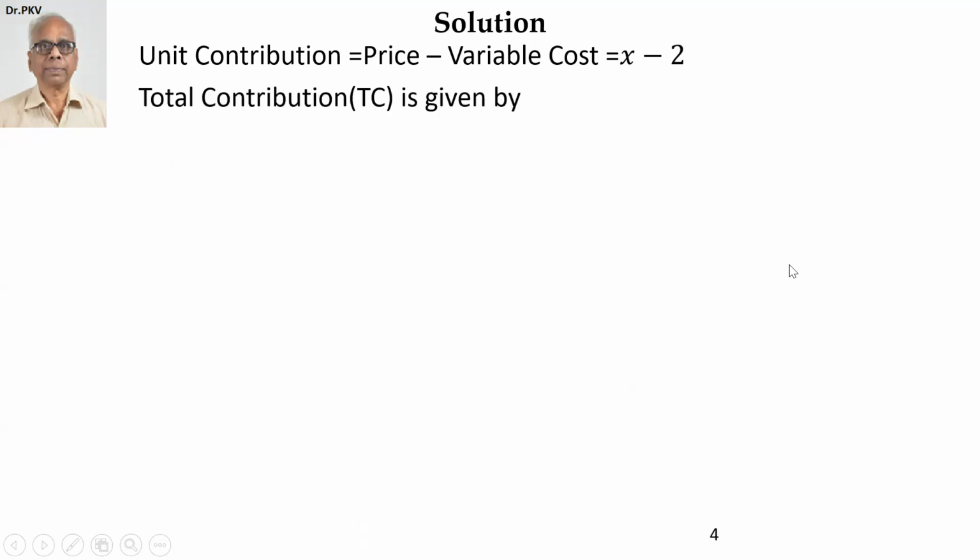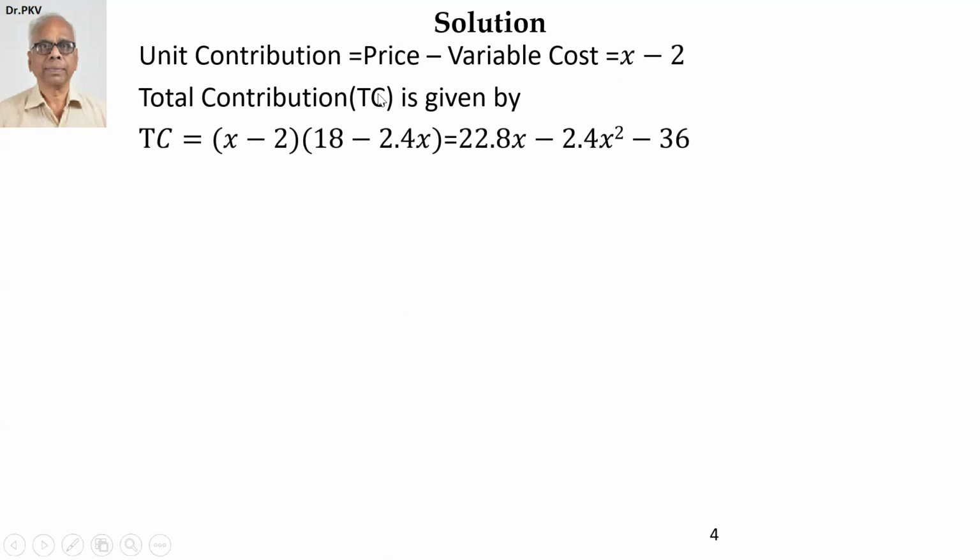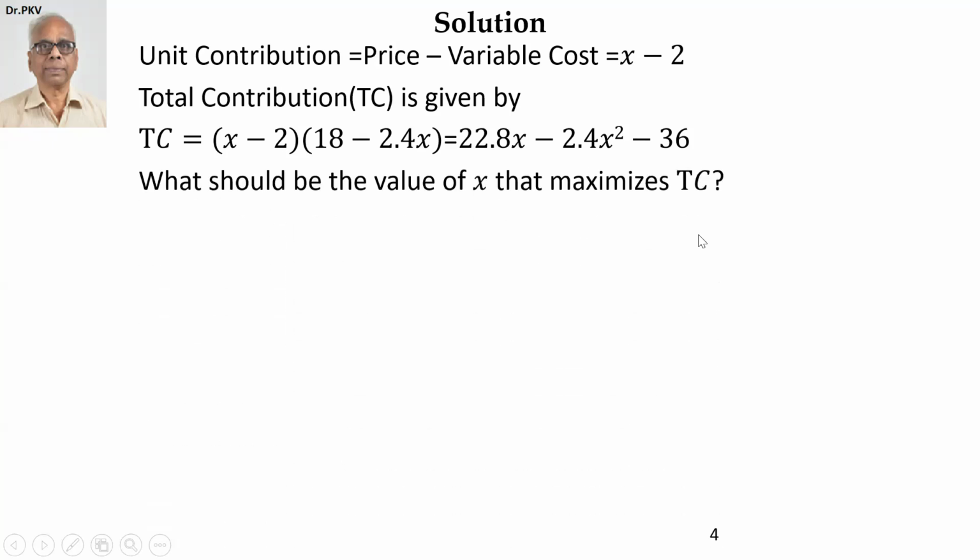Now, total contribution is given by TC, which is the symbol I use. X minus 2 is the unit contribution, which I multiply by the quantity demanded Y, which is 18 minus 2.4x. Upon simplification, this is equal to 22.8x minus 2.4x squared minus 36. Now, what should be the value of x that will maximize the total contribution? Go back to your calculus days.